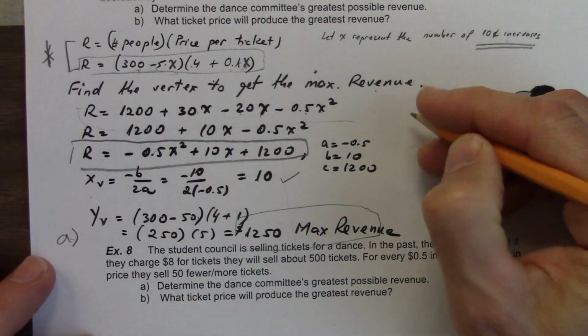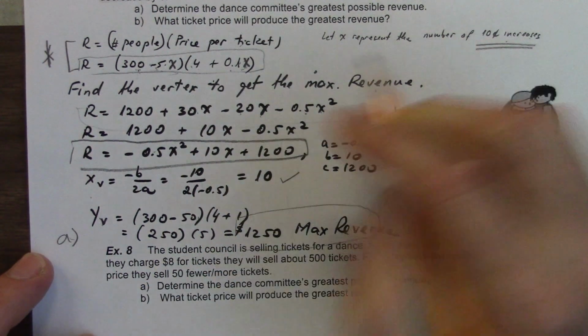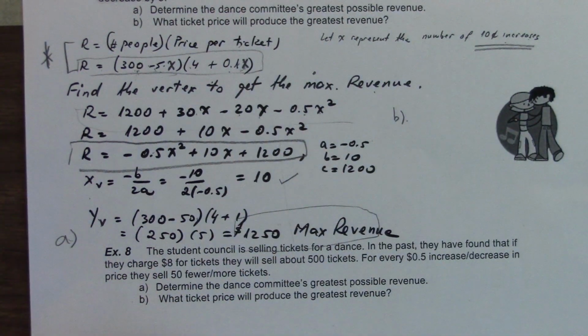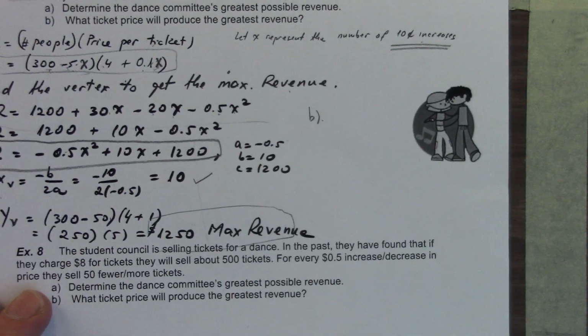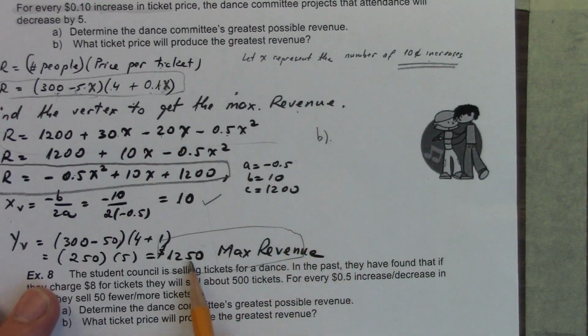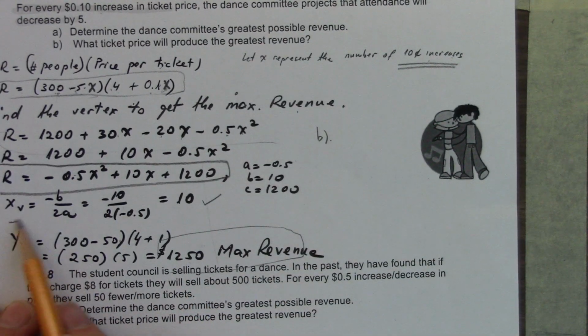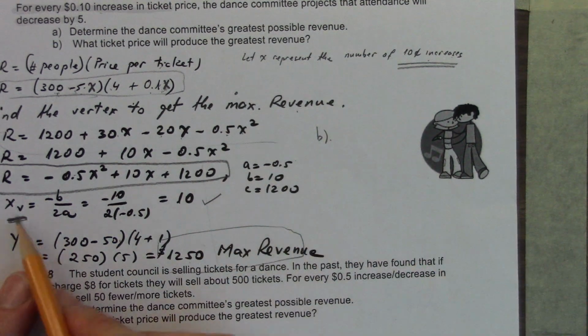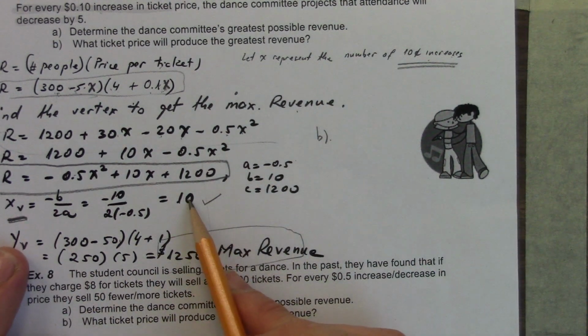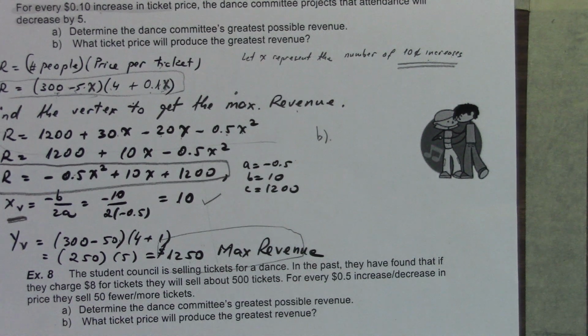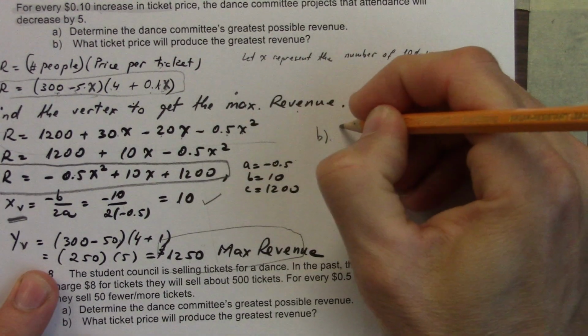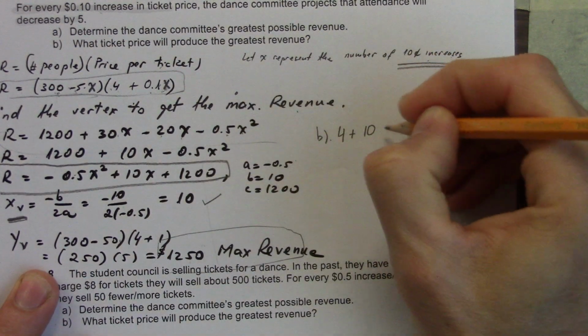What's the answer to B? What ticket price will produce the greatest revenue? We found it, right? X was 10. That's the number of 10-cent increases. So what's the ticket price? We're going to increase by 10 cents 10 times. So how much are we increasing the ticket price by? $1, right?